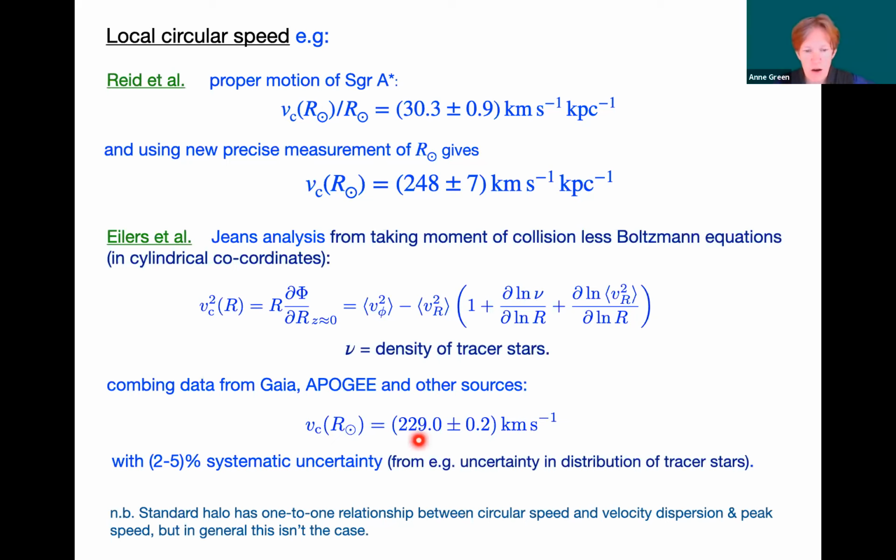So here we go, the results of this paper doing this using Gaia data plus various other sources of data comes out at about 230 with this tiny statistical error. But they say themselves that actually the systematic uncertainties are much bigger. They're of order 2 to 5%. And the uncertainties here, for instance, are coming from not understanding completely properly what the density of the tracer stars is.